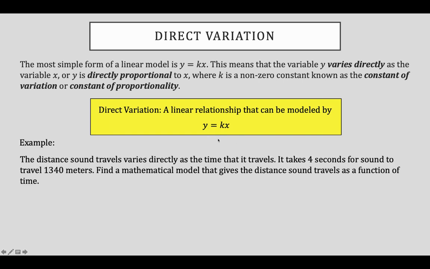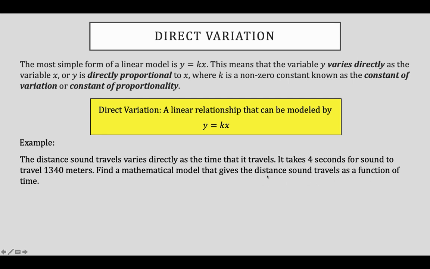So, for example, the distance sound travels varies directly as the time that it travels. It takes 4 seconds for sound to travel 1,340 meters. Find a mathematical model that gives the distance sound travels as a function of time.